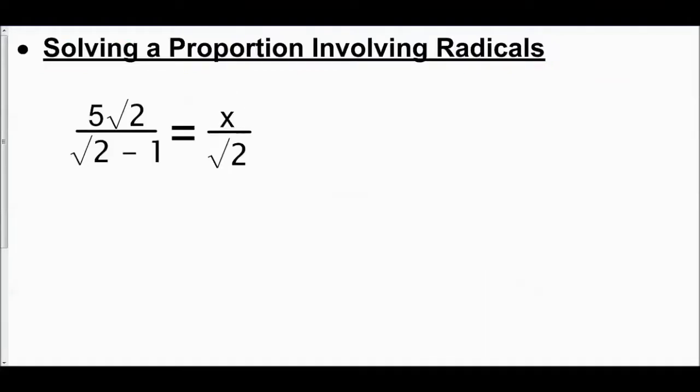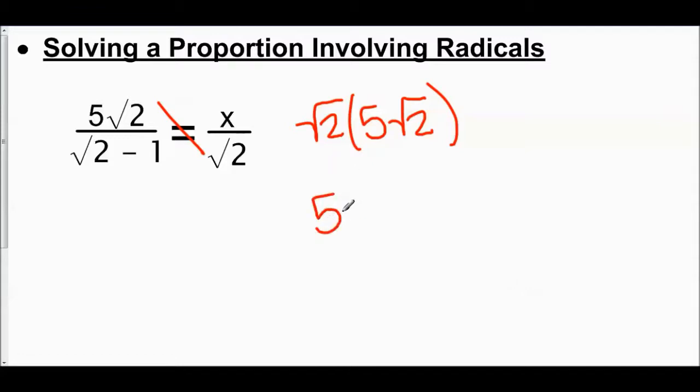And finally, let's look at solving a proportion that involves radicals. If you'll remember, to solve a proportion, you use cross products. So I'm going to multiply diagonally. I'm going to start by doing square root of 2 times 5 times the square root of 2. So that's going to give me 5 times the square root of 4. And then that's going to equal x times square root of 2 minus 1.